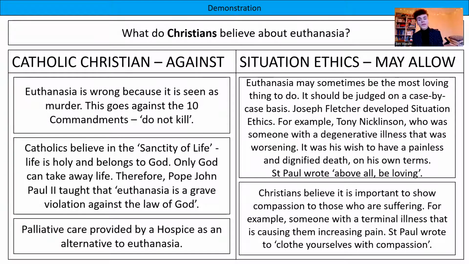So you could say that Christians believe it is important to show compassion to those who are suffering. For example, someone with a terminal illness that is causing them increasing pain. St. Paul also wrote to clothe yourselves with compassion. Now, as I say, he wasn't writing specifically about euthanasia, but that tells us one of the key values in Christianity. And so Christians should use their conscience, use their reason to make a judgment in that situation and think, what is the most loving thing? What is the most compassionate thing to do?